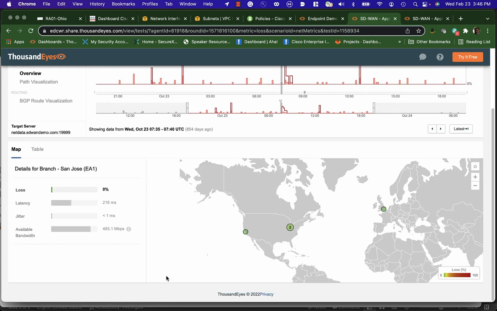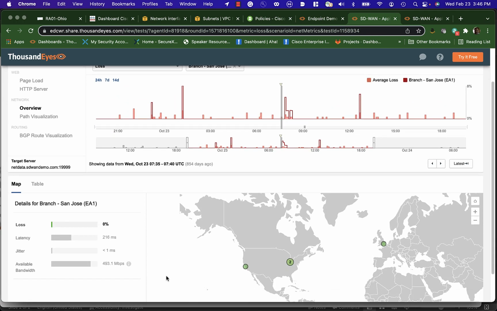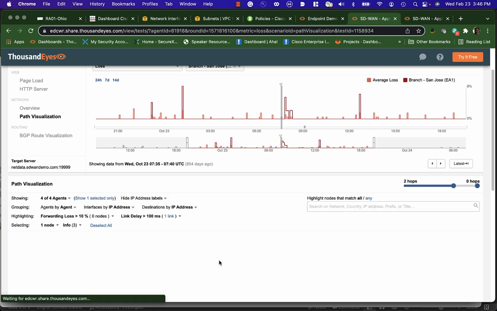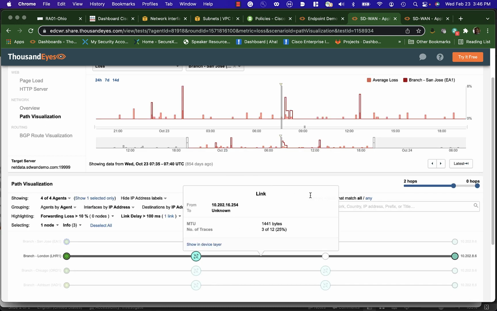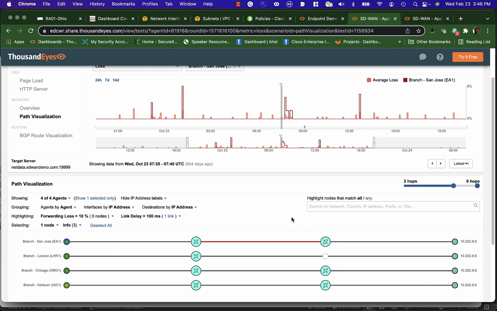Can we figure anything out from here about what's happening with the network? Well, first note, it's not a packet loss issue, but it is latency. So we're not losing packets, we're having latency. Path visualization, similarly to what we looked at before, this is the overlay, will show us a similar story. I've got multiple paths going from sources to that particular site, and I see one with a red line.